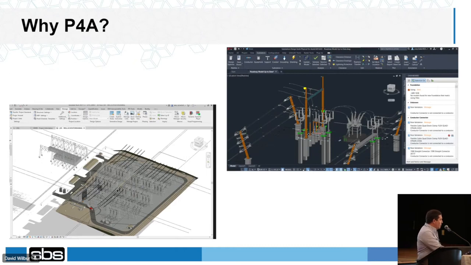So I just want to draw out that P4A is much more than a 3D modeling application. It really is an intelligent design solution utilizing your organization's design standards, your organization's engineering rules and standards. Those get directly embedded into the application.